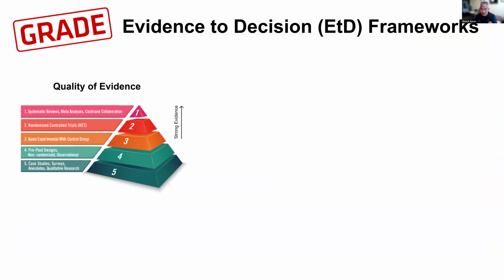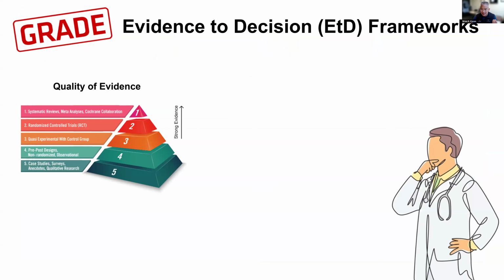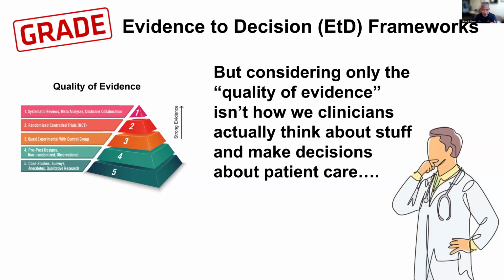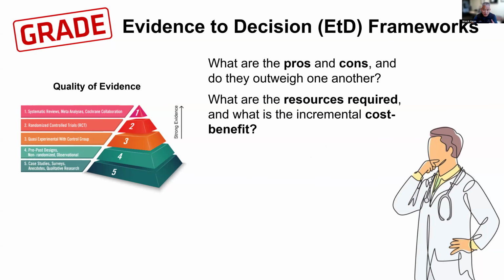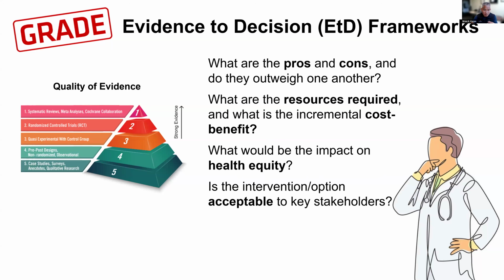But in reality, this isn't actually how we clinicians think. We don't just think about the quality of the evidence. When we are making decisions about patients, we think about things like, what are the pros and cons, and do they outweigh one another? What are the resources required? What's the incremental cost benefit? What would be the impact on health equity? Is the intervention that we're considering acceptable to the stakeholders, and is it even feasible to implement?